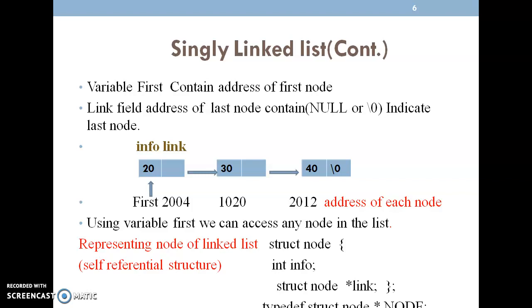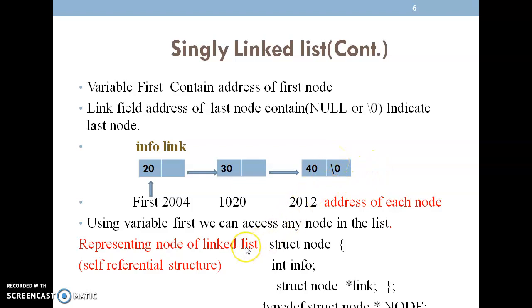In the singly linked list, as I told, the first variable contains the address of the first node. Then it ends with a null character. For example, first node, second node, and third node. The third node ends with a null character, just like a string ends with a null character. A linked list also ends with a null character. The last node's link field contains null, which means there are no more nodes available. This is the final node.